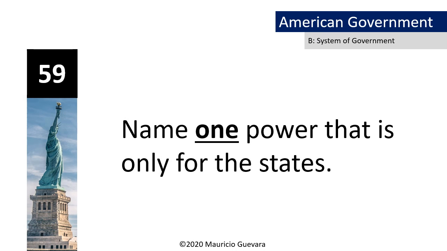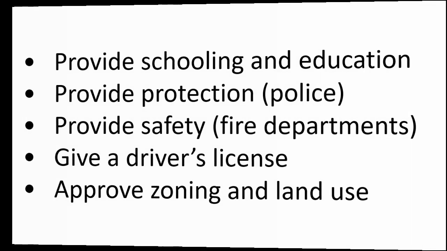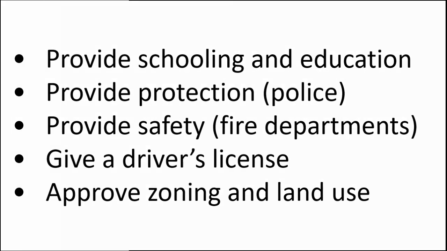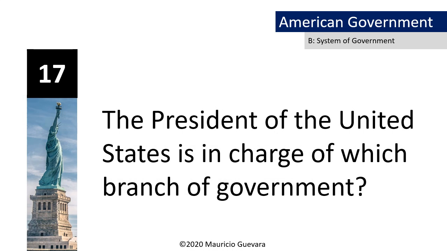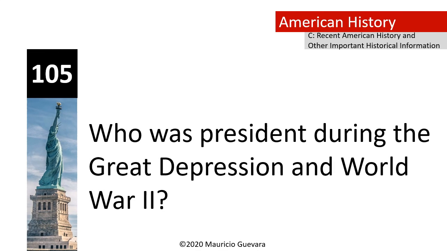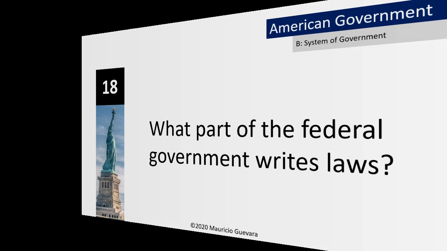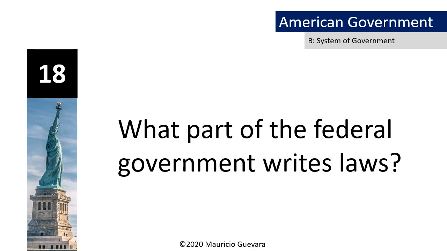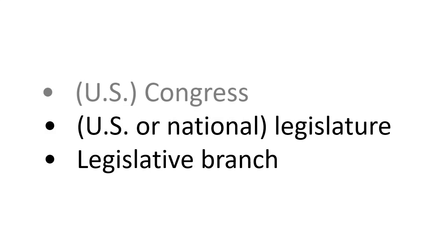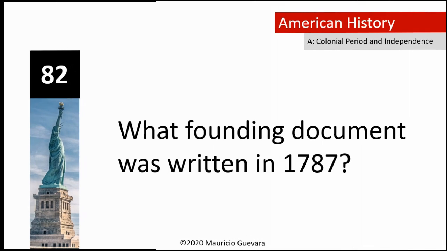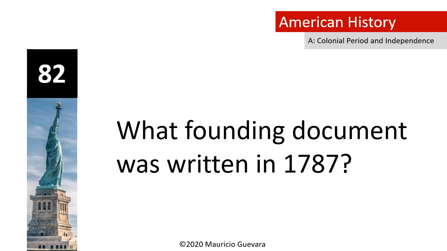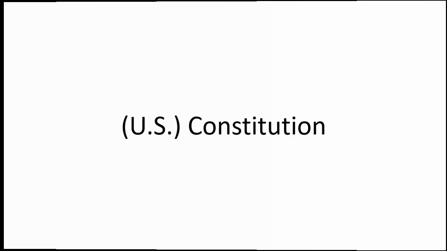Name one power that is only for the states. Give a driver's license. The President of the United States is in charge of which branch of government? Executive branch. Who was president during the Great Depression and World War II? Roosevelt. What part of the federal government writes laws? Congress. What founding document was written in 1787? Constitution.